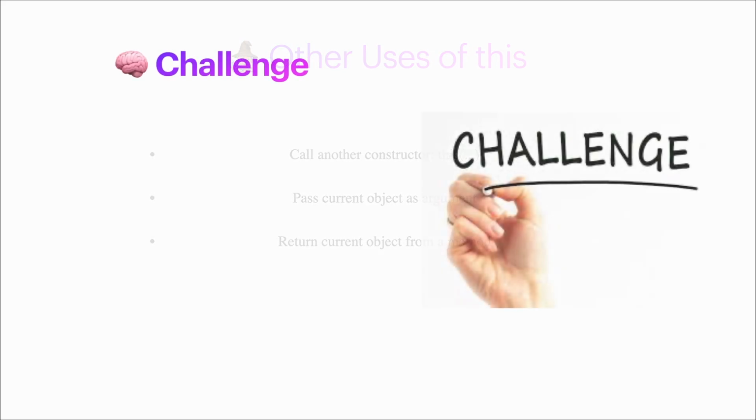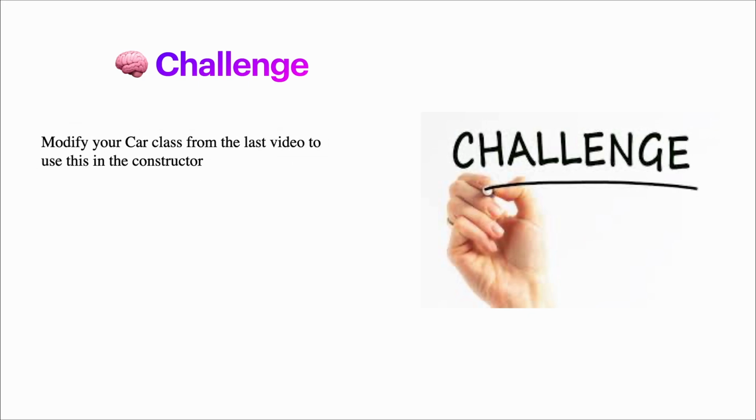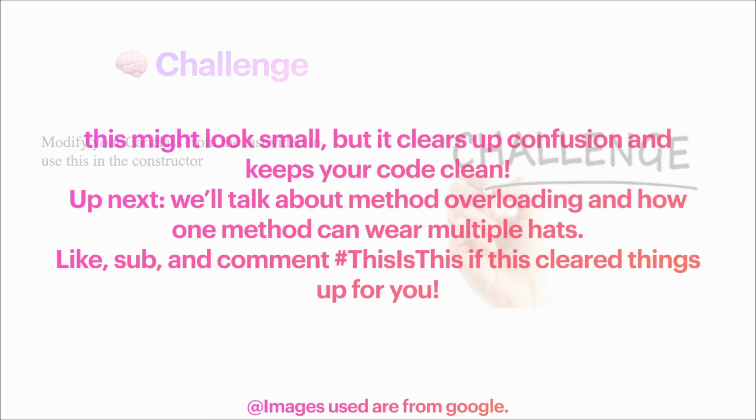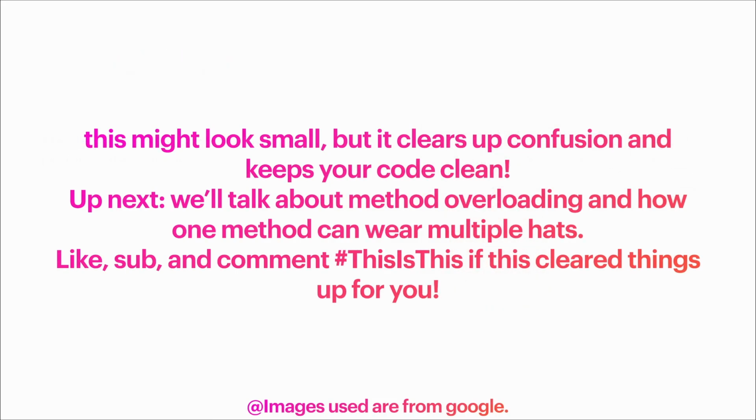I have a challenge for you. Modify your car class from the last video to use the this keyword in the constructor. Even though I used the this keyword, just do well to write it again. Do not look at the former code, but write a car class with a constructor, and inside the constructor use the this keyword to bind the constructor to the class. If you are done and it works, that's fine. This might look small, but it clears up confusion and keeps your code clean.